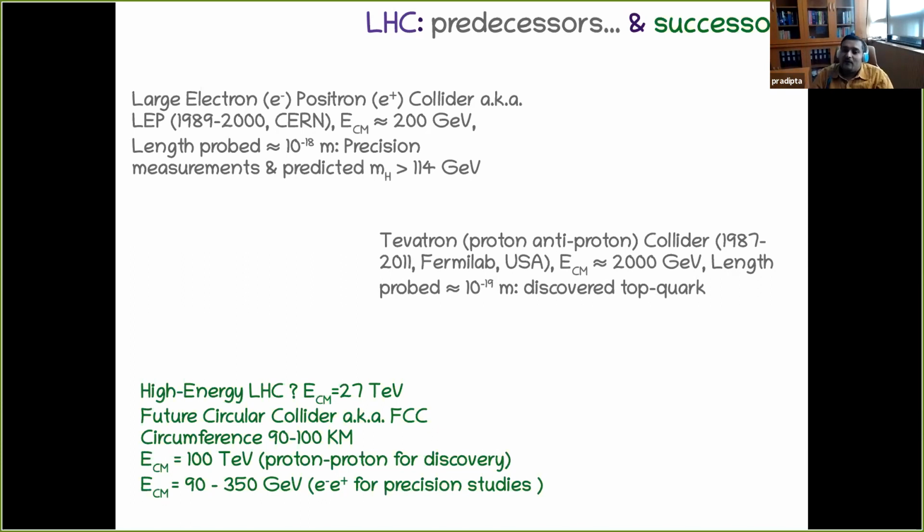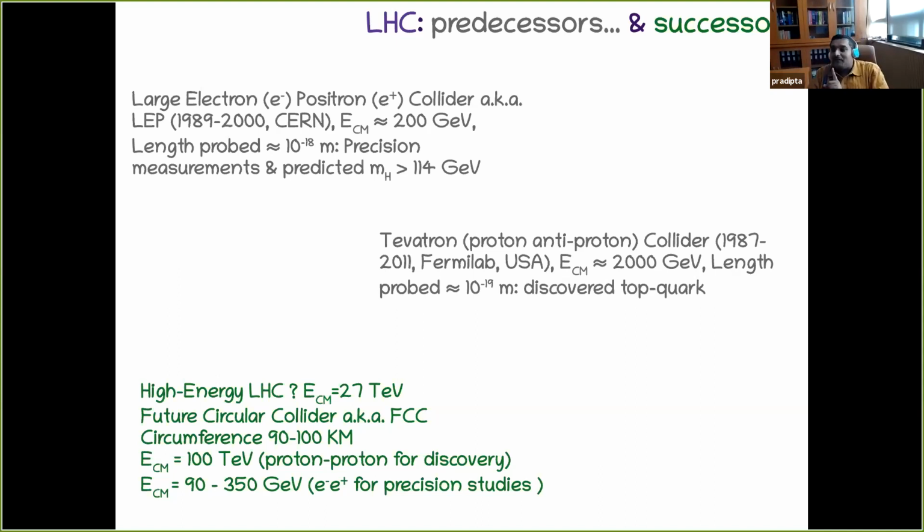Then there was the next big collider, which is the Tevatron. Unlike LEP, it was a proton-antiproton collider. And finally, it stopped its operation in 2011. Here the center of mass energy was around 2 TeV. And the most important discovery of the Tevatron was the top quark. Now, of course, the LHC is running at the moment. It started in 2010. And what's next?